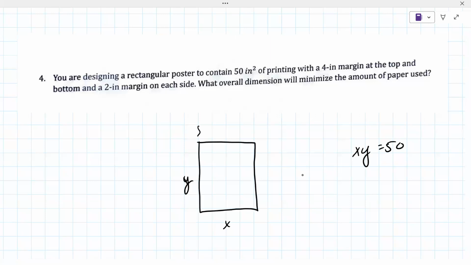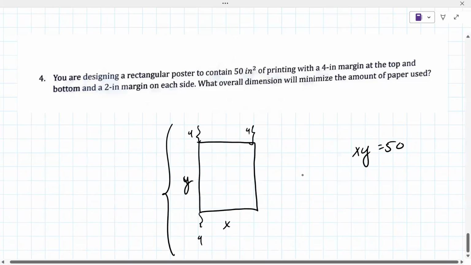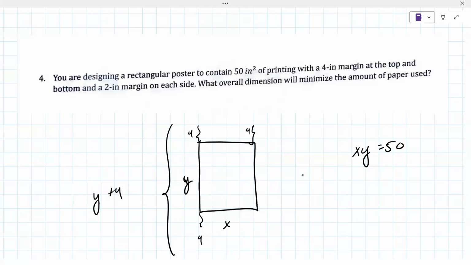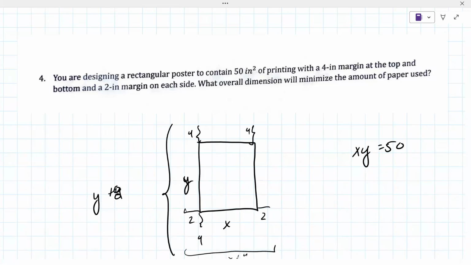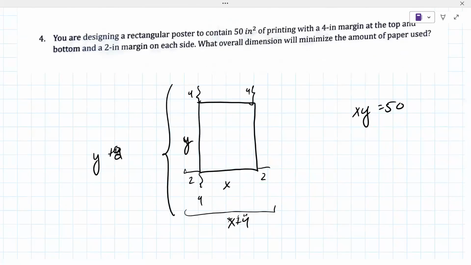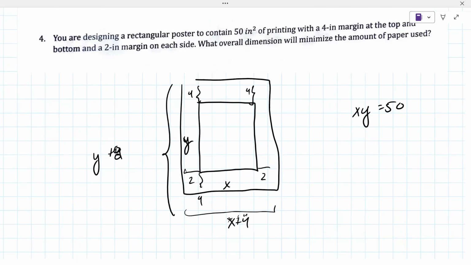4 at the top, 4 at the bottom. That makes this y plus 8. And then the other way is 2 inches on each side, 2 and 2. So it's x plus 4. And then x plus 4 on the bottom. Does that match up with how you see it? A better drawing would help. I've not made a very good attempt here, but that would help.